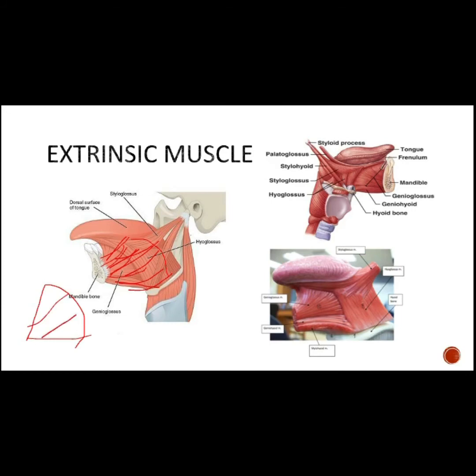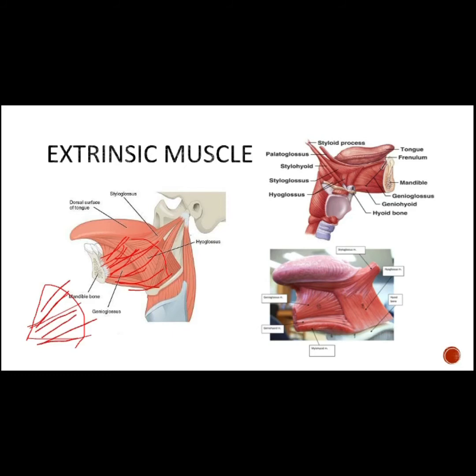As you can see, this is the genioglossus muscle, which is a fan-shaped muscle that radiates from the superior genial tubercle to the whole of the tongue and a part of the hyoid bone, which forms a fan-shaped structure. So next is the hyoglossus muscle.